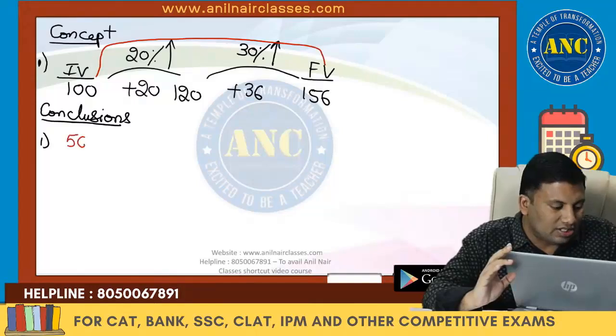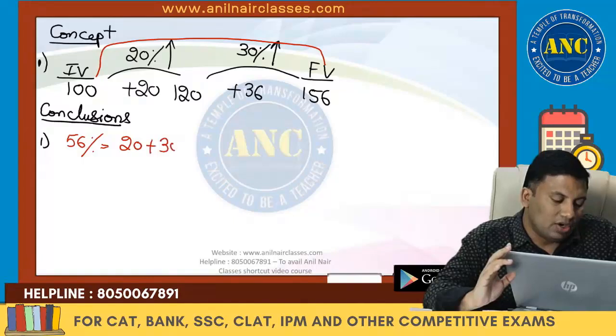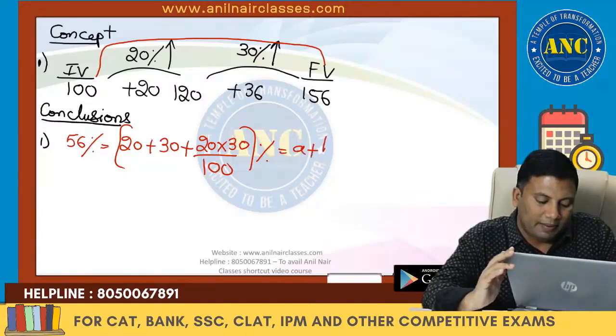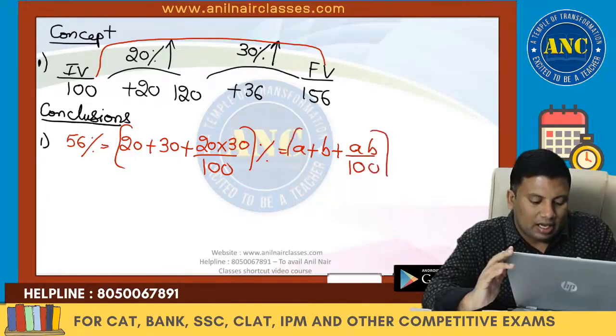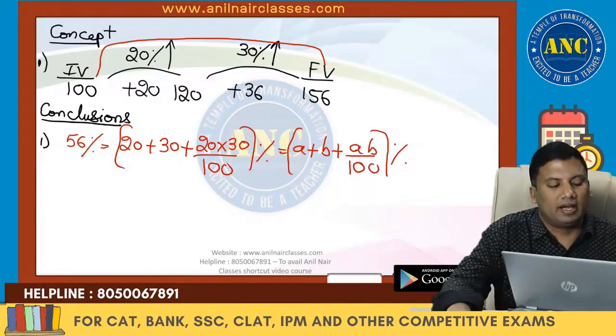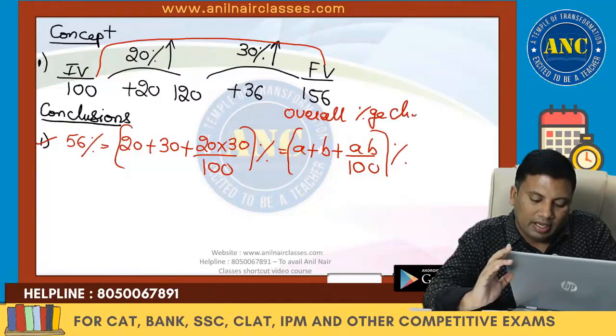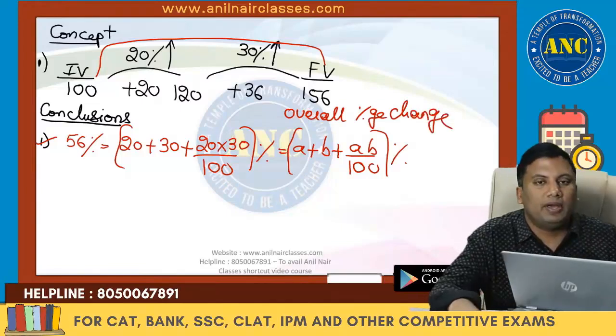Overall percentage is 56%, which is nothing but 20 plus 30 plus 20 into 30 divided by 100. Already we discussed this in the previous class. So overall percentage change is given by A plus B plus AB by 100.